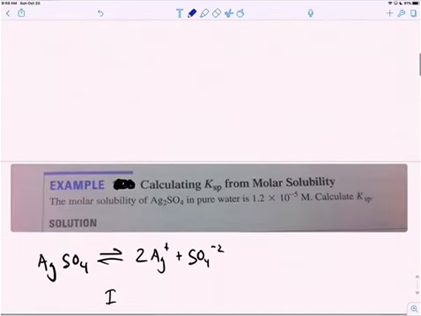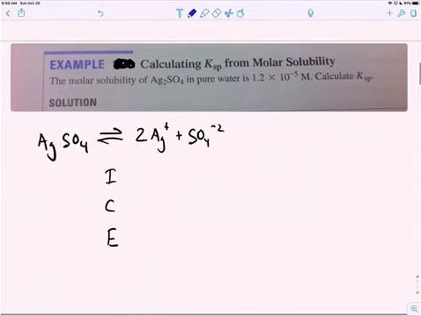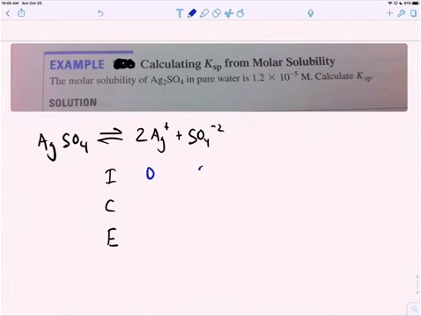Here's another one. Look at this. We're given the molar solubility, calculate the Ksp. So same idea, silver sulfate, and you should know how to write these out. This would be considered chemistry common sense. Silver sulfate will dissociate into 2 silver ions and 1 sulfate ion. So initially 0, 0, the change is plus 2S, plus S, and at equilibrium, 2S and S.